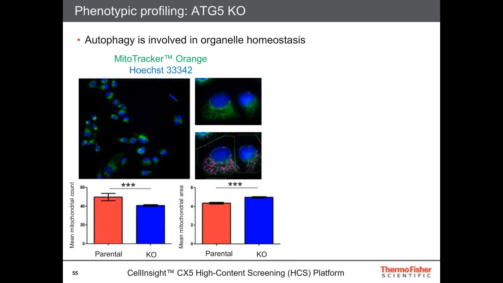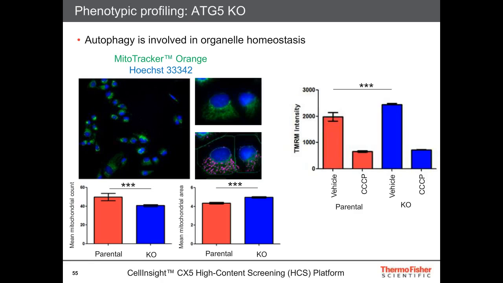Because autophagy is involved in organelle homeostasis, we were intrigued to see what happened to other organelle function. Here we used MitoTracker Orange to look at mitochondrial properties, and we saw there was actually a decrease in the number of mitochondria in the knockout compared to the parental cell line. However, when we looked at the area occupied by the mitochondrial labels, it was actually significantly higher, suggesting some dysfunction in the balance between fission and fusion of mitochondria in the ATG5 knockout.